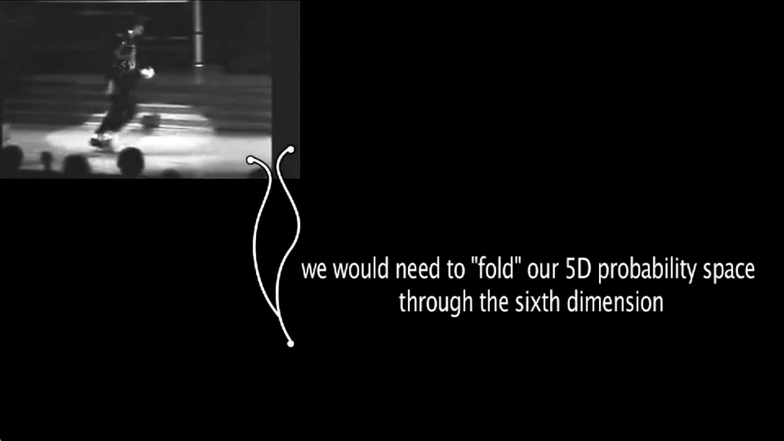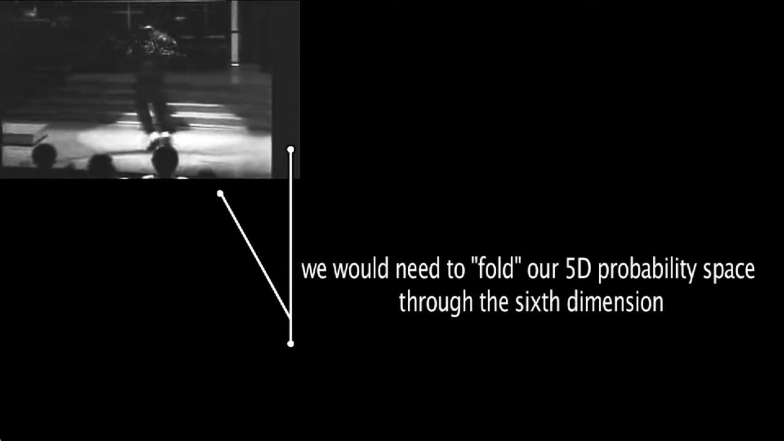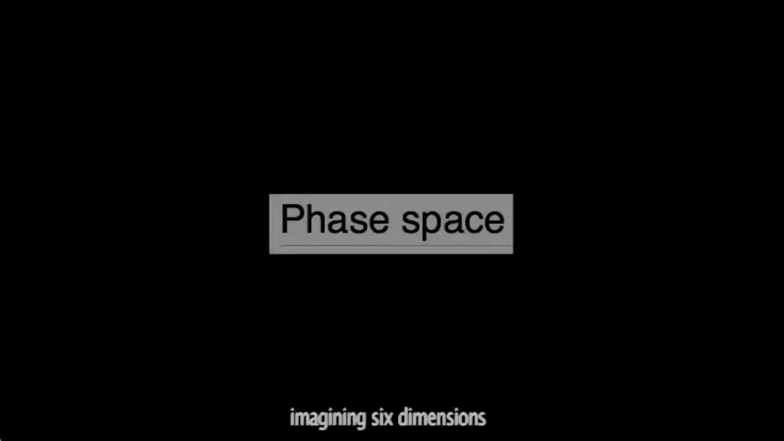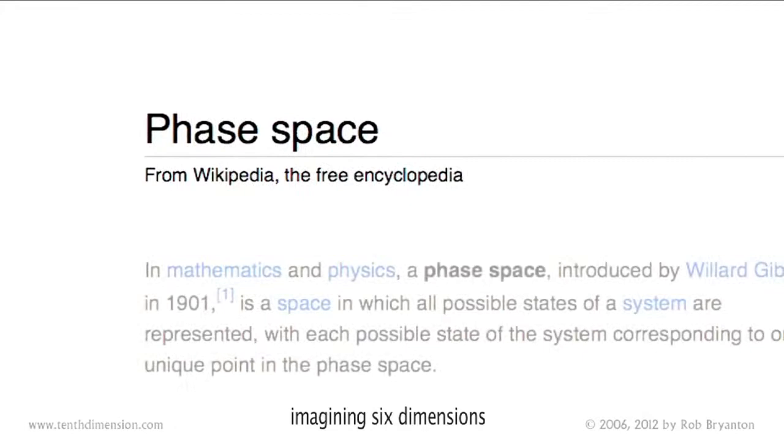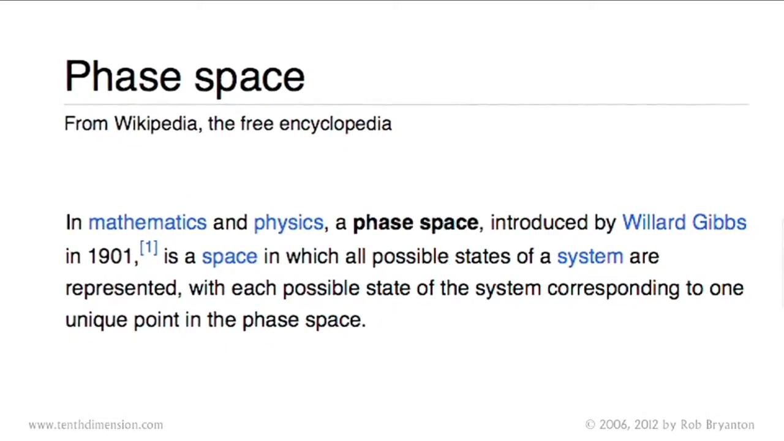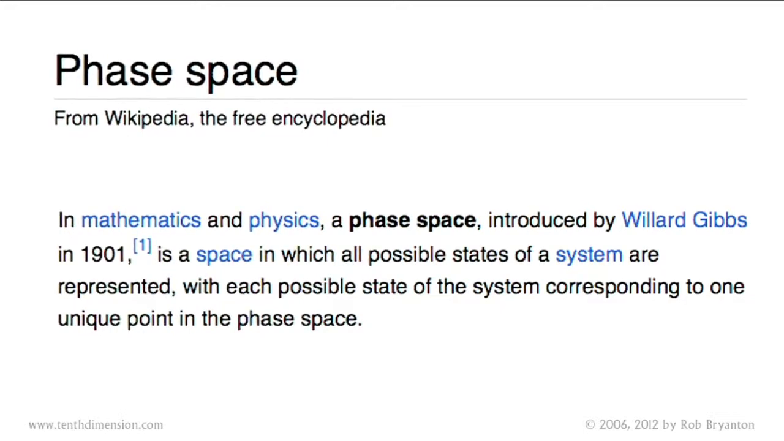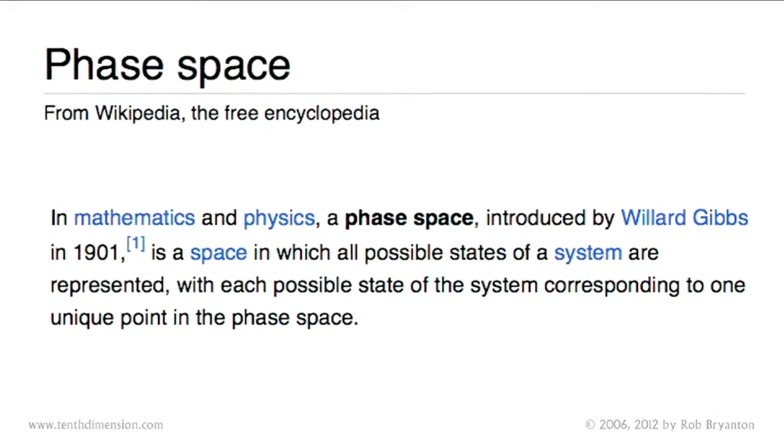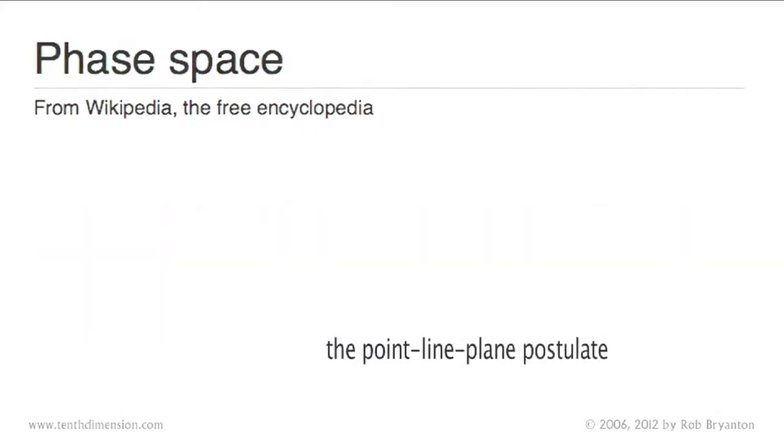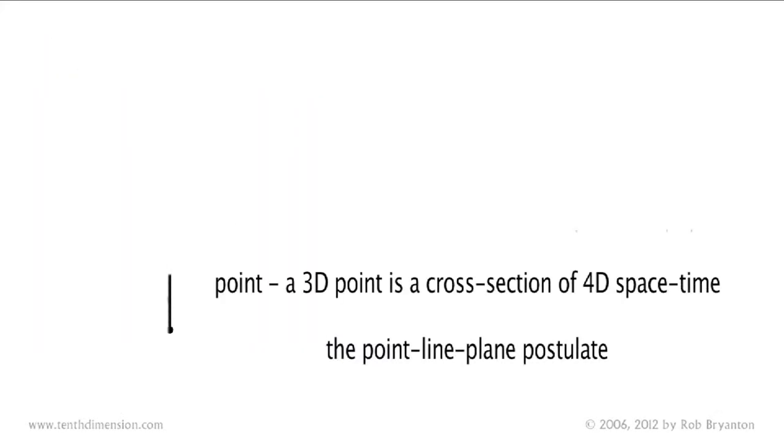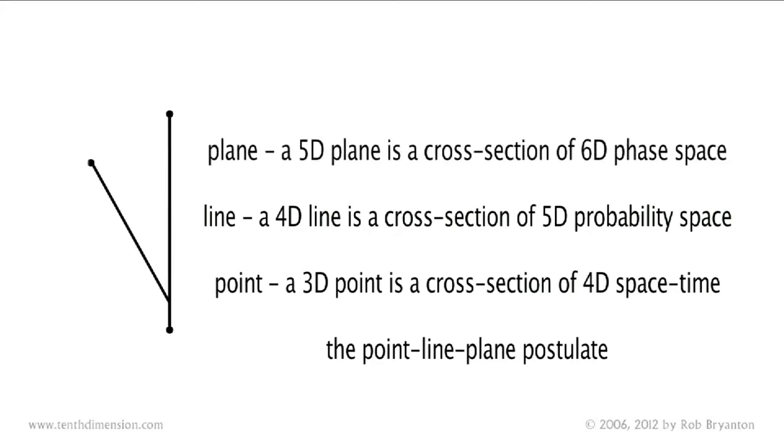And yet the many worlds interpretation says those versions of the universe really exist within the quantum wave function. So how could we get there? We would need to fold our 5D probability space through the sixth dimension. I like to call the sixth dimension our universe's phase space. Why? A phase space is defined as a space in which all possible states of a system are represented, with each possible state of the system corresponding to one unique point in the phase space. So those points representing the versions of our universe where Michael Jackson is still alive are inaccessible to us from our current position within the fifth dimension, but they still exist within our sixth dimensional phase space.